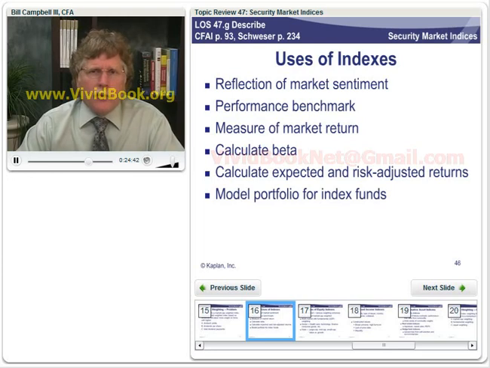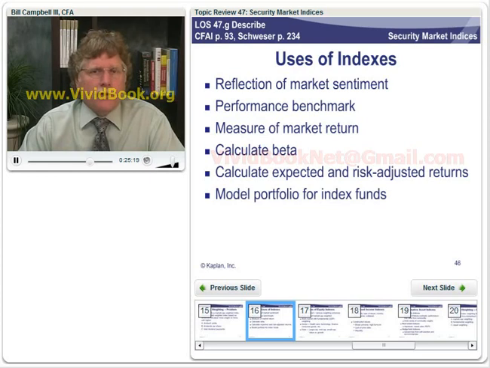It can also be used to calculate expected and risk-adjusted returns. Remember that to calculate the expected return using CAPM, you have the risk-free rate plus the beta, and we already used the market returns to calculate beta, times the market risk premium. That's the excess return of the market over the risk-free rate. So we need the market returns so that we can calculate the market risk premium, so that we can calculate expected returns using CAPM.